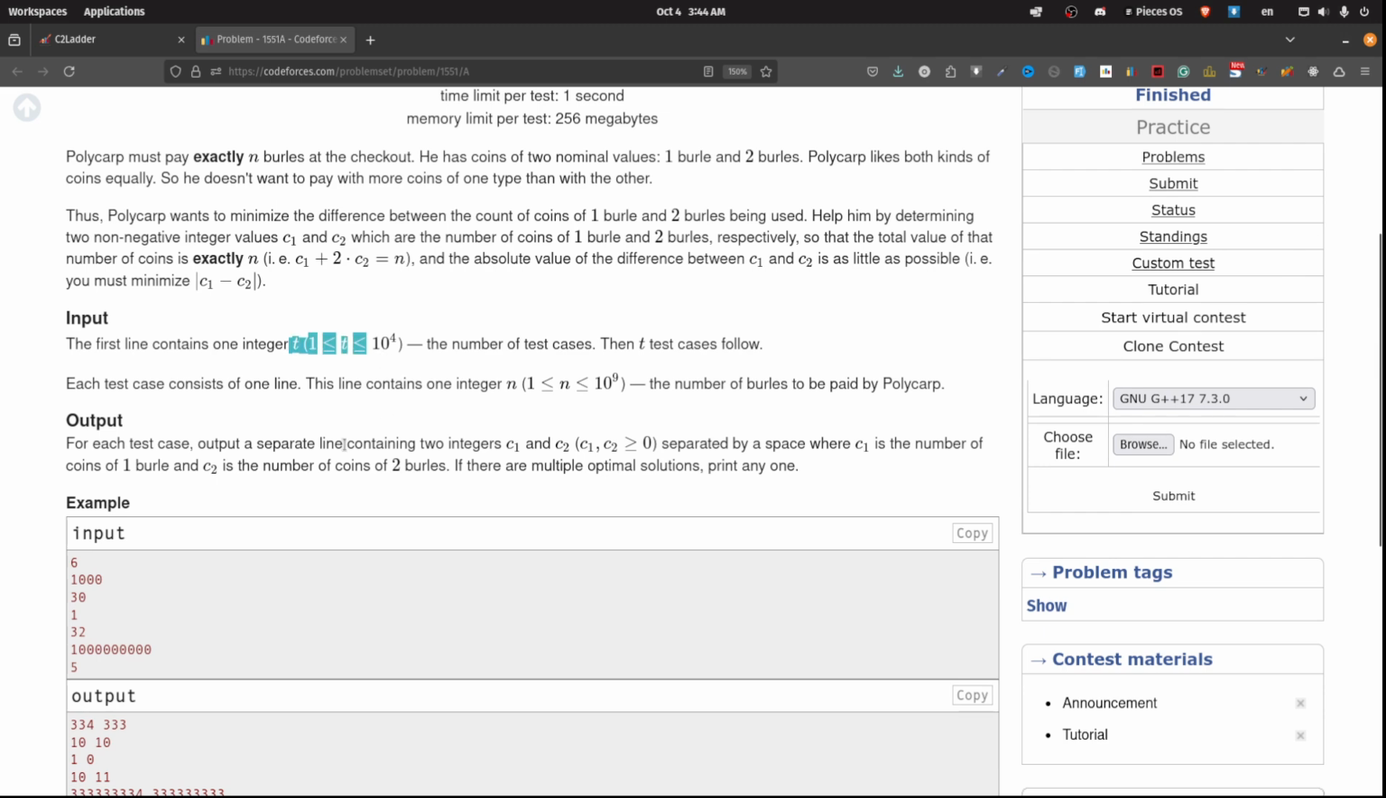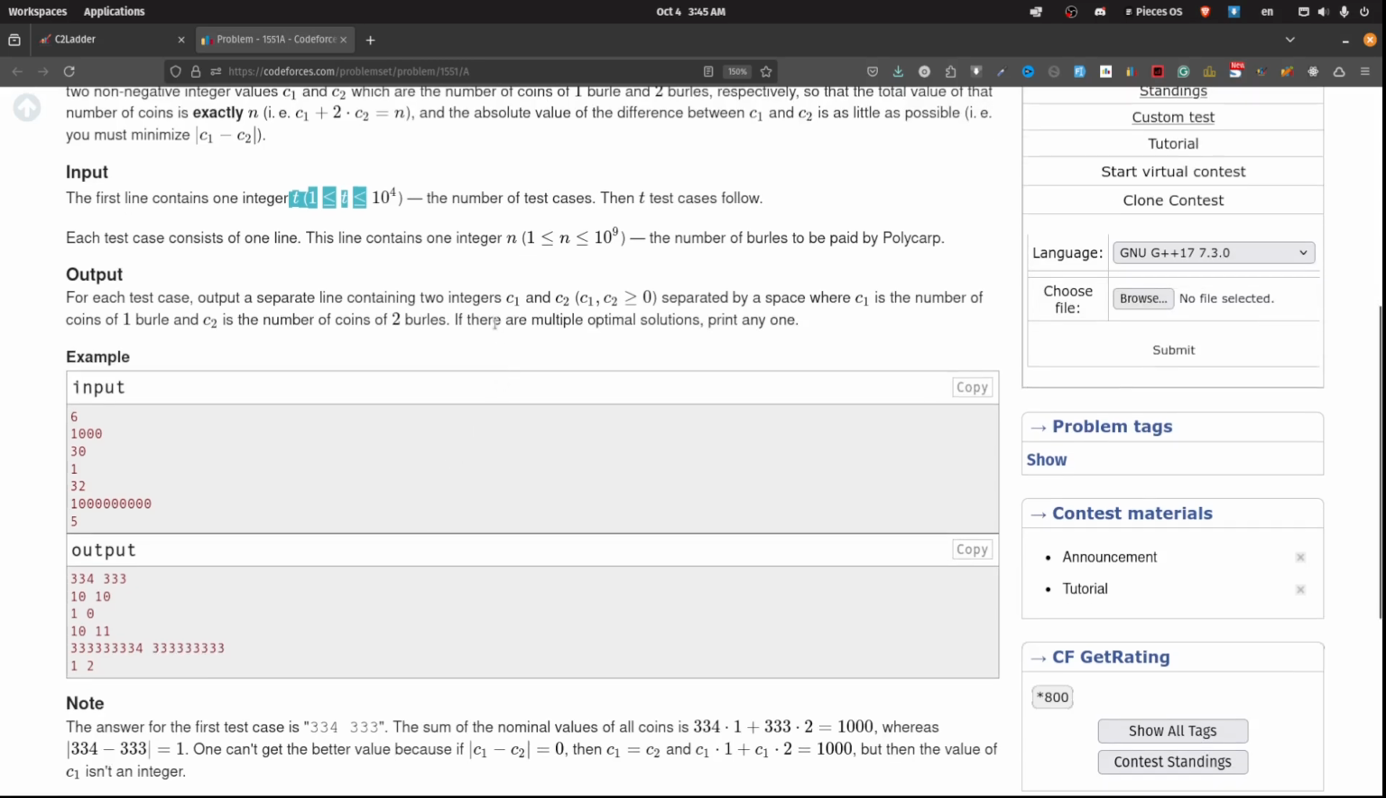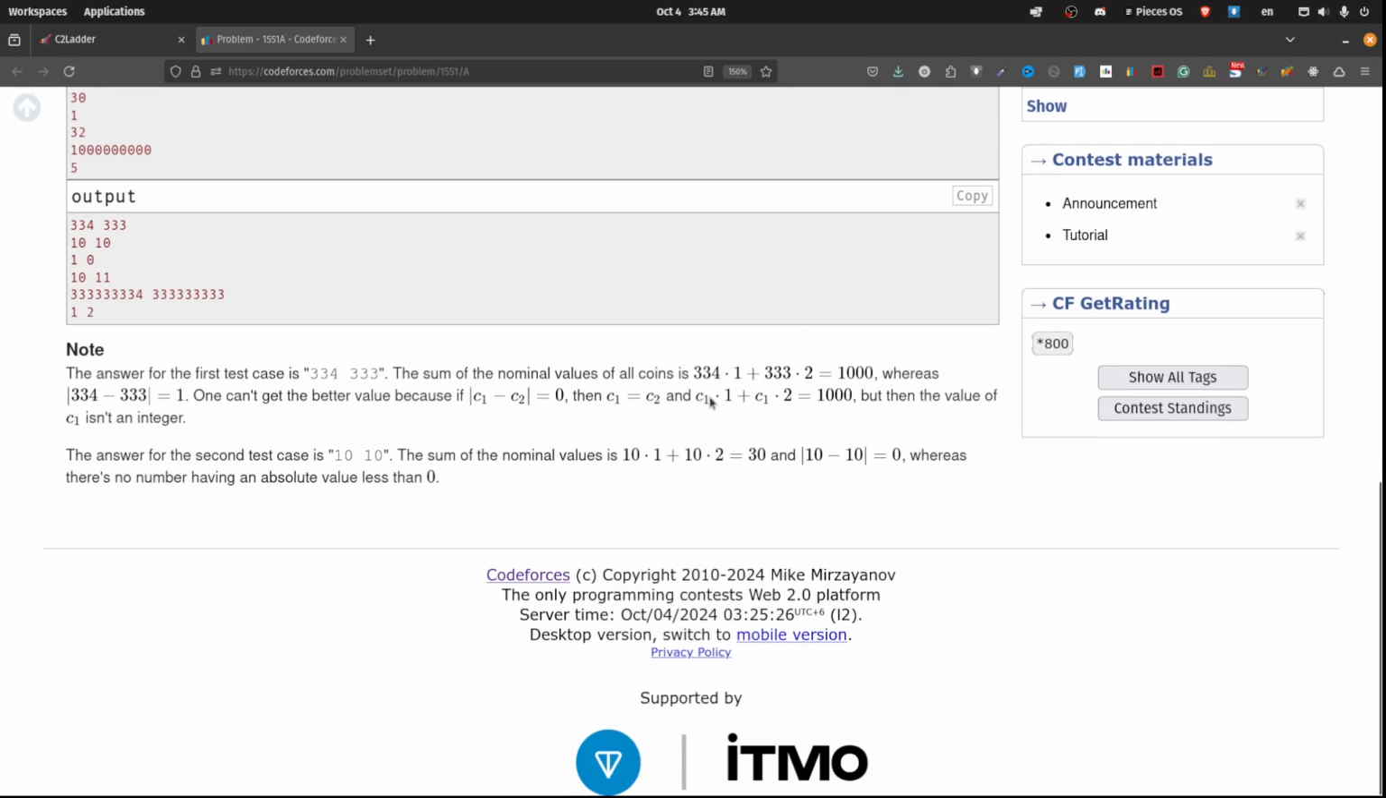There are test cases. For each test case, output a separate line containing two integers C1 and C2, separated by a space, where C1 is the number of coins of one barrel and C2 is the number of coins of two barrel. If there are multiple optimal solutions, print any one. What does this line actually mean?